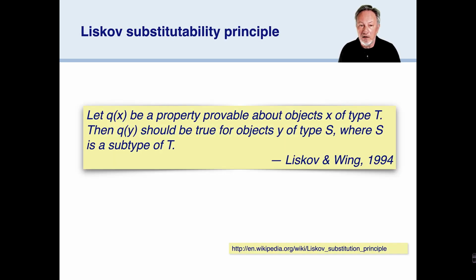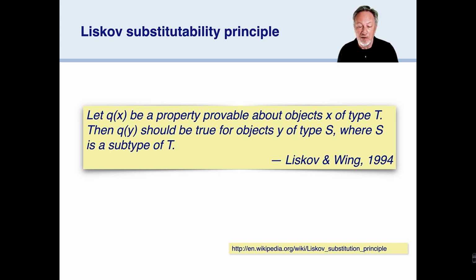Moving ahead a couple of years, there's a classic paper by Liskov and Wing. And in this paper, they have the following statement. So they introduced the notion of what is now known as the Liskov substitutability principle. They say, let Q be a property that you can prove about objects of type T. Then if I have an object Y of type S, where S is supposed to be a subtype, then that same property should go for instances of the subtype.